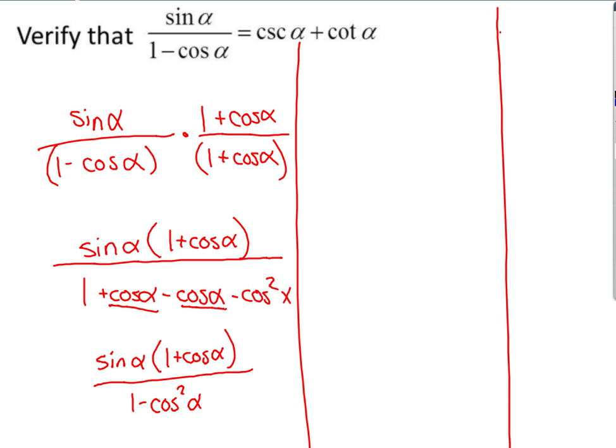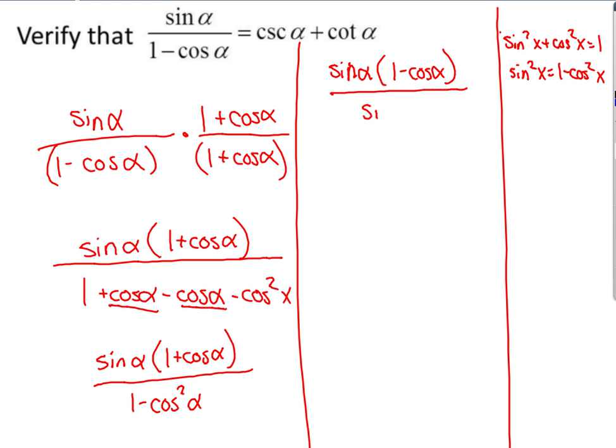Now let's think back to our Pythagorean identities. We know that sine squared of x plus cosine squared of x is equal to 1. If we rearrange this and take the cosine to the other side, we know that sine squared of x is equal to 1 minus cosine squared. So in our denominator, instead of 1 minus cosine squared alpha, we can just change that to sine squared alpha. Now we have a sine on top and a sine squared on bottom. So I can cancel this sine with one of these.